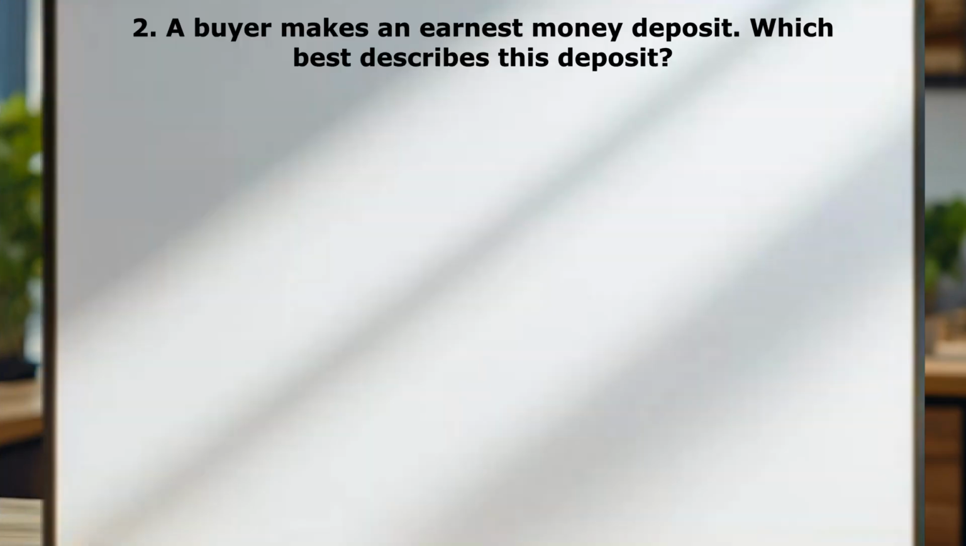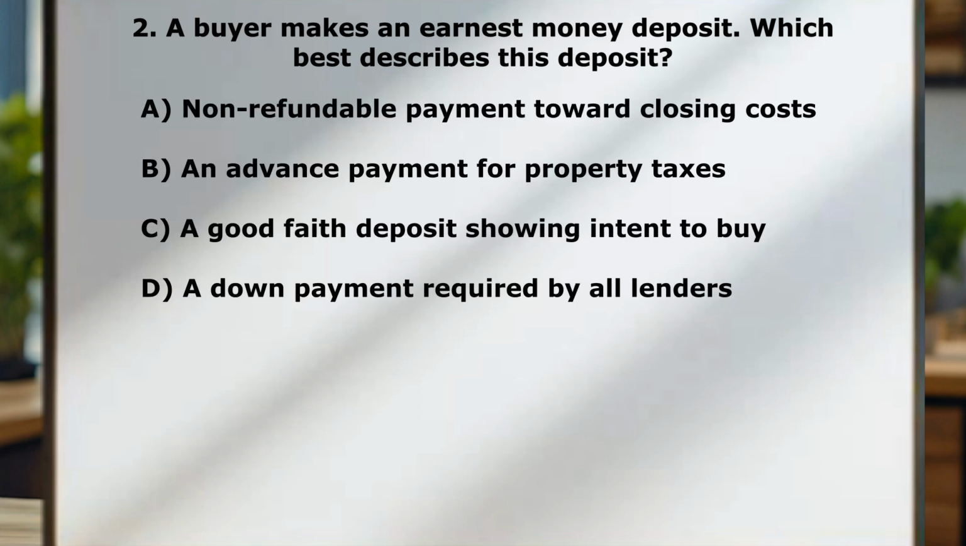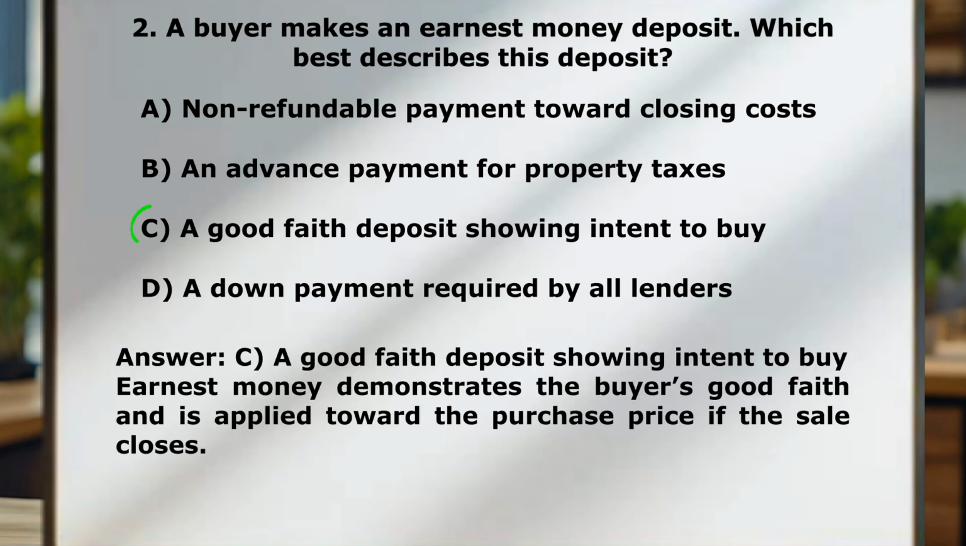Question number 2. A buyer makes an earnest money deposit. Which best describes this deposit? A, non-refundable payment toward closing costs. B, an advance payment for property taxes. C, a good faith deposit showing intent to buy. D, a down payment required by all lenders. Correct answer here is C, a good faith deposit showing intent to buy.